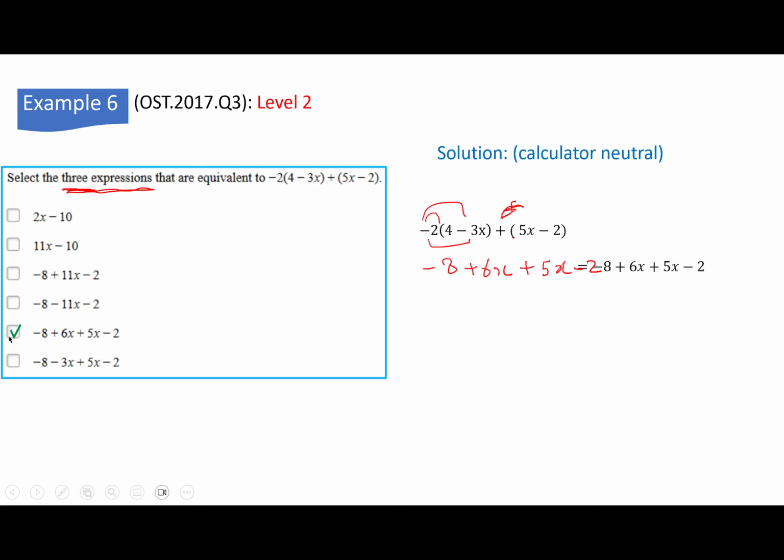Continue now. So I'm going to add these two together. I get minus 8 plus 11x minus 2. Is it one of them here? Right here. Now I'm going to add these two terms. So I get 11x minus 10. 11x minus 10 is this one here. So you need to do the work, okay? Don't try to guess. You just need to do the work.